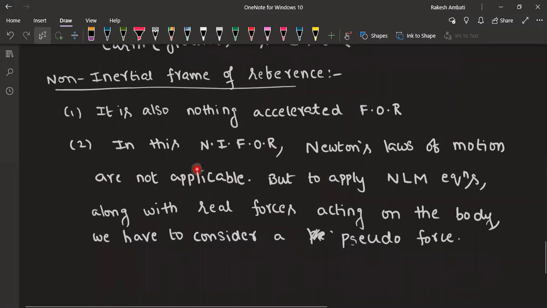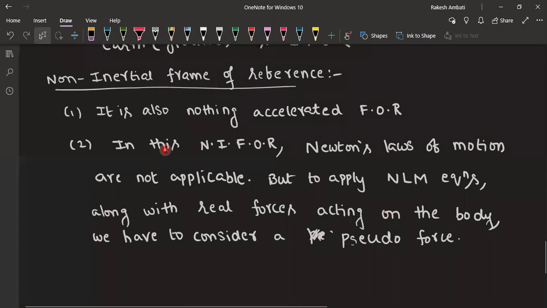So generally, in the case of non-inertial frame, Newton's laws of motion are not applicable. But to apply Newton's laws of motion equations, what is the precaution or suggestion we have to follow? Along with real forces acting on the body, we have to consider a pseudo force. So that is about non-inertial frame of reference.